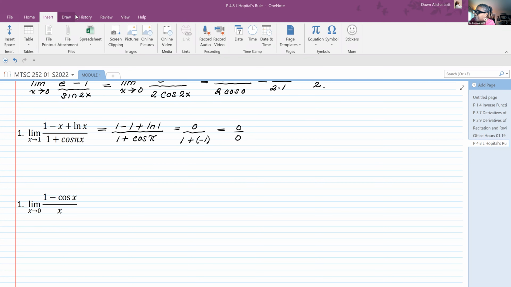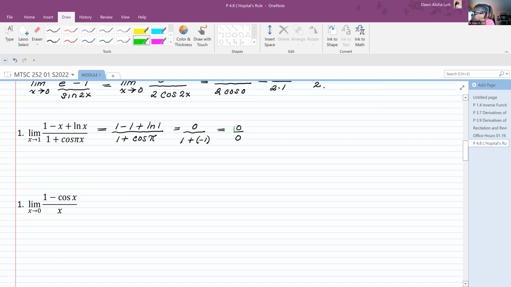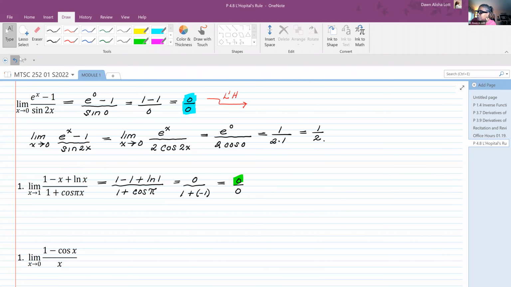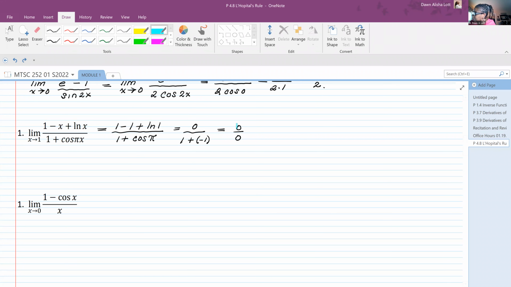So I have now identified, what's that? That's the wrong color. I was using blue. Try to be consistent. I have now identified my indeterminate form. Okay, so let's invoke L'Hopital's rule because we can. So we got a little arrow that says L'Hopital's rule.